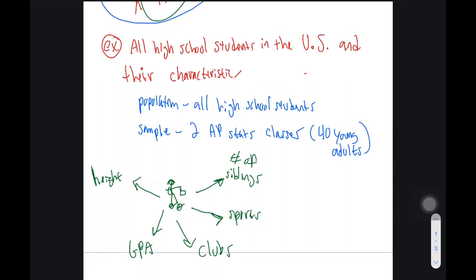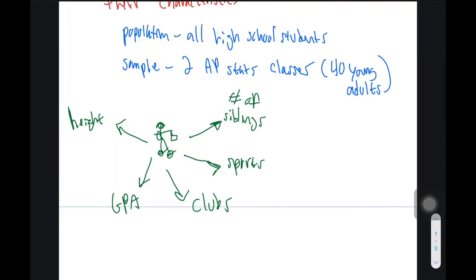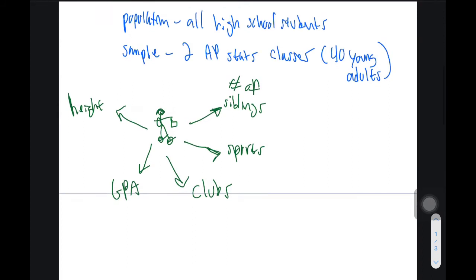All right? So, based on these 5 things I just mentioned, we can actually classify these 5 things into 2 groups. You know what? Let me give you one more. So based on these 6 things, age, height, GPA, clubs, sports, number of siblings, see if you can figure out how we can break these up into 2 different groups.